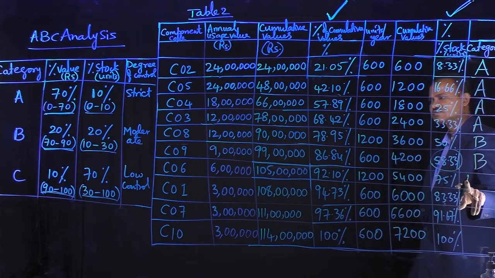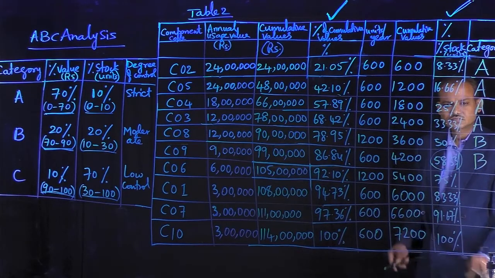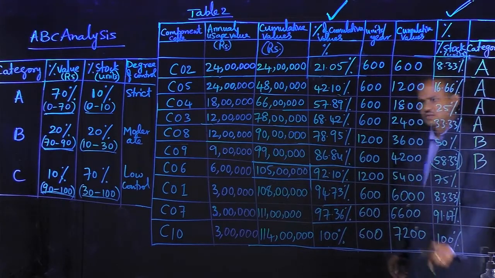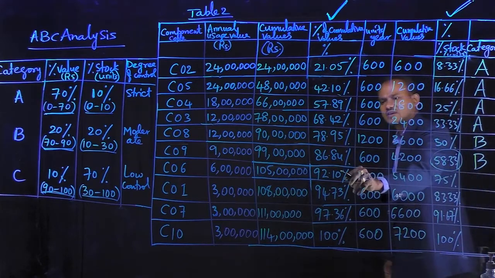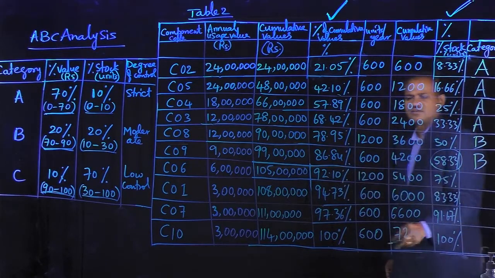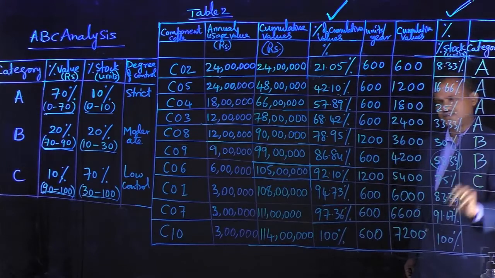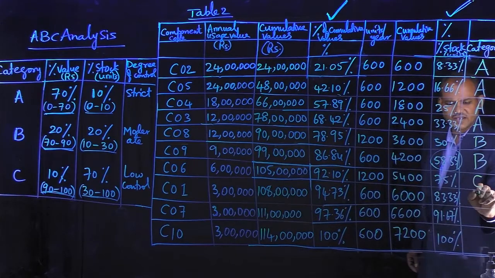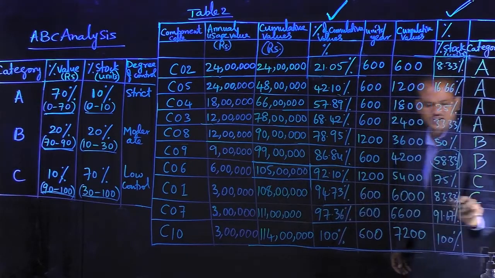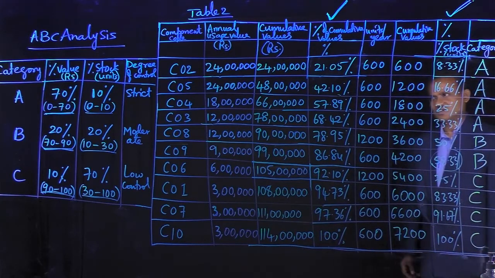Next, coming to the C06 component, the percentage of cumulative value is 92.10. It falls under category C. Similarly, C01 is also 94, again C. And 97, C. So we have categorized all the 10 components into A class, B class and C class.